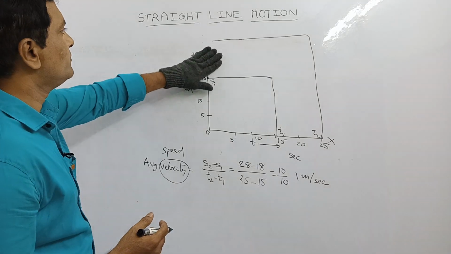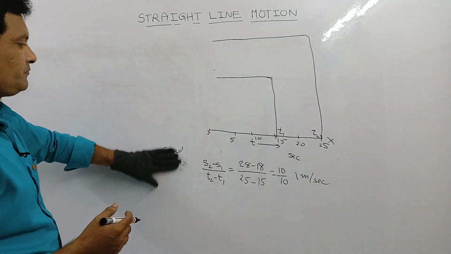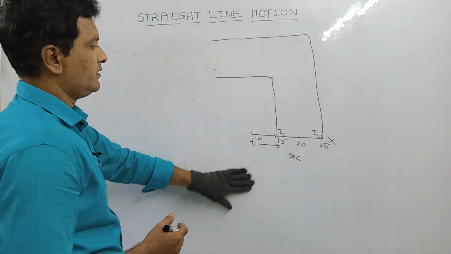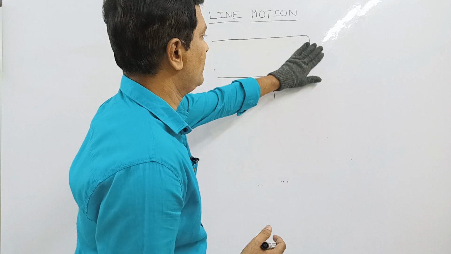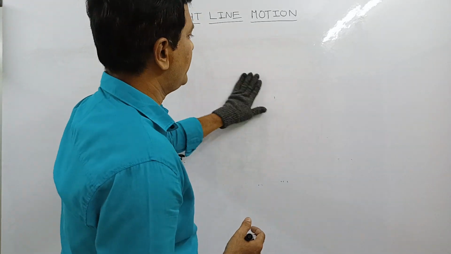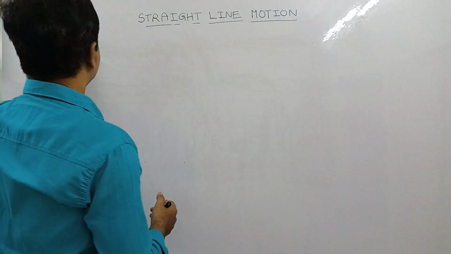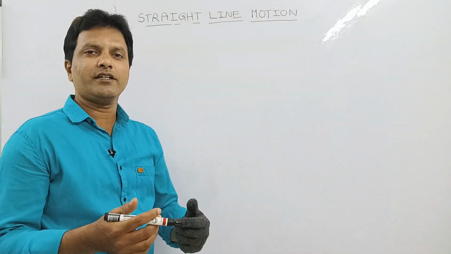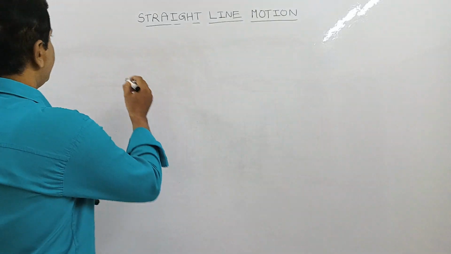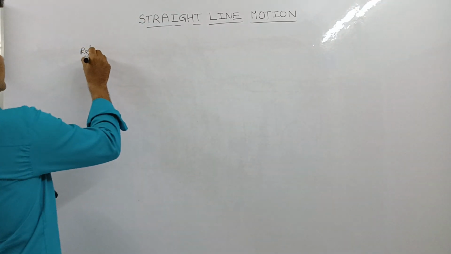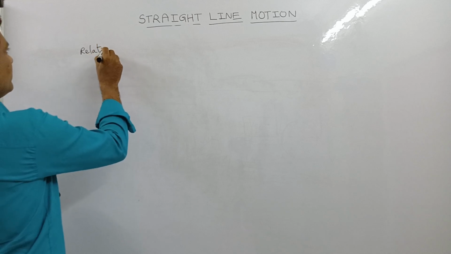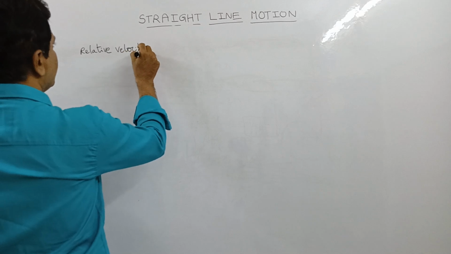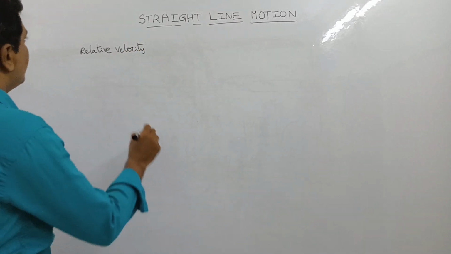So next we will move to relative velocity. What is a relative velocity? Relative velocity is a good concept. The term relative itself tells us that there is a comparison, right? We are comparing one velocity with another velocity, one motion with another motion.